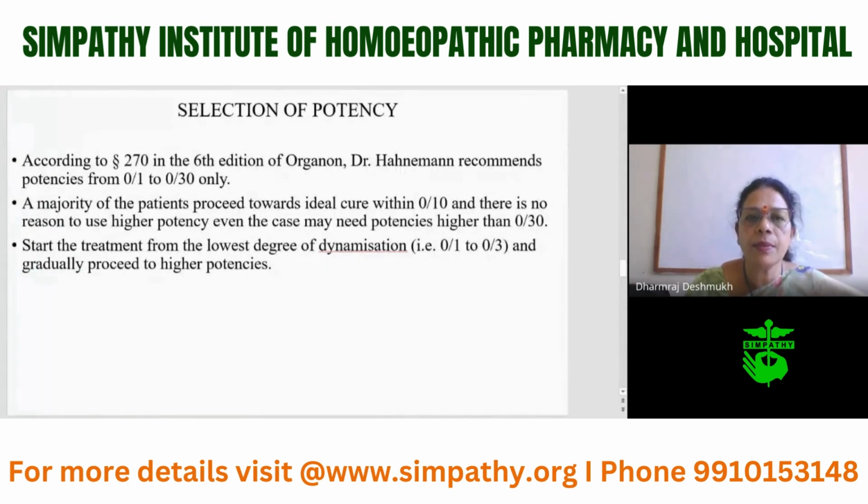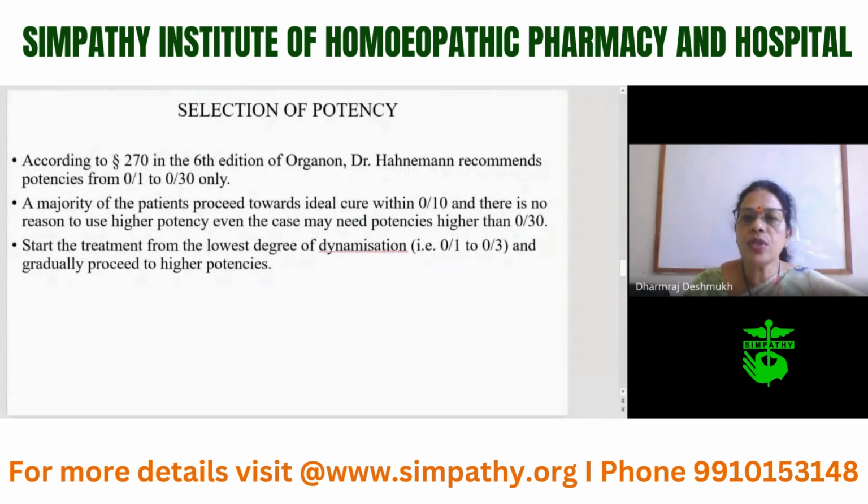According to Dr. Hahnemann, this selection of potency is given in aphorism 270 in the 6th edition, that our potencies can be selected from 0/1 to 0/30. But the majority of patients get cured within the 0/10 potency. Many patients get healed by 0/3, 0/6, 0/10. So there is no need to give potency above 0/30.